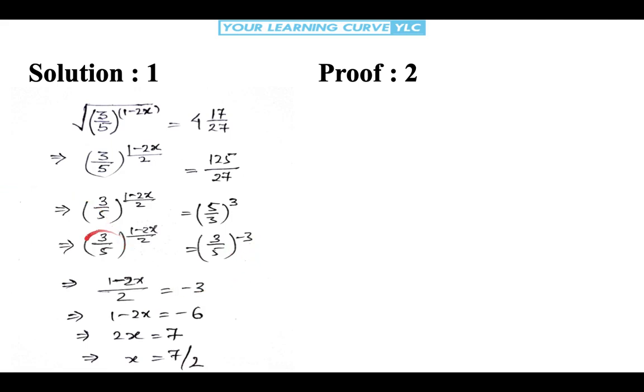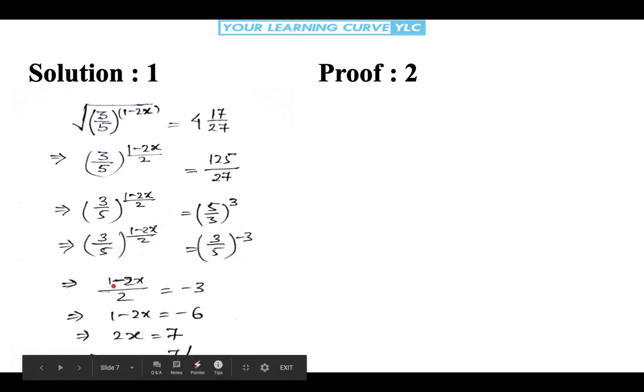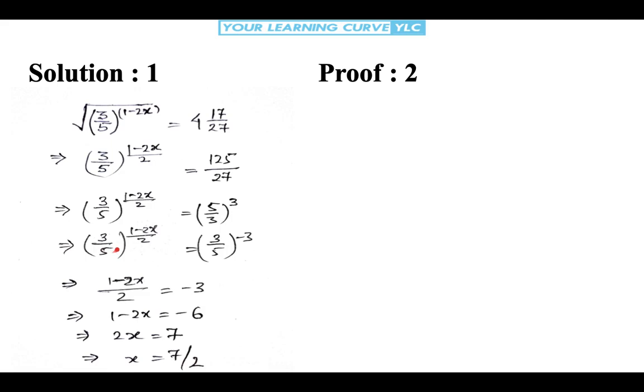Now, both the bases are same, and if we are raising same number to different powers and getting the same result, then it means that both the powers should be same. So, we say that (1 minus 2x) by 2 should be equal to minus 3. Remember, we can say this only if this base is not equal to 1, because 1 raised to any power will always give you 1. So you cannot say anything about these powers if the base is 1. You have to make sure that the base is not equal to 1.